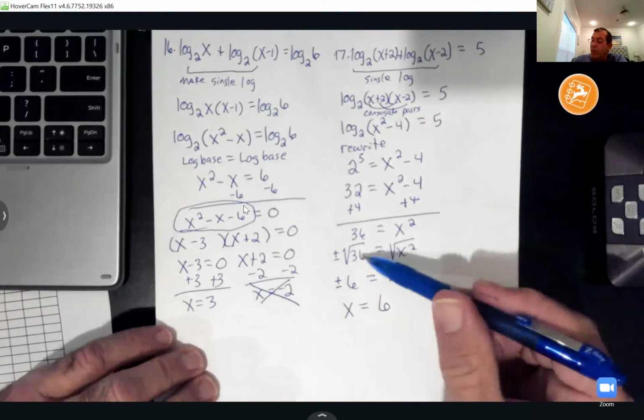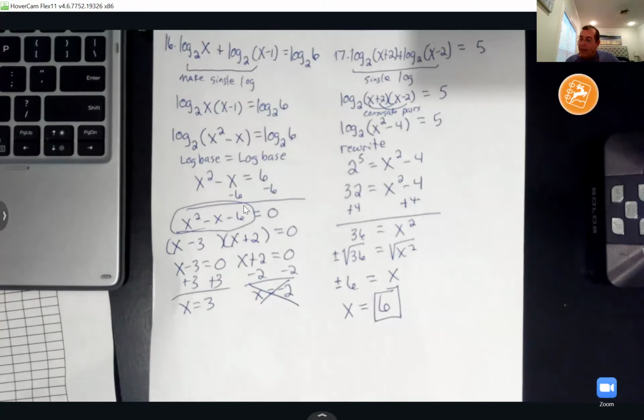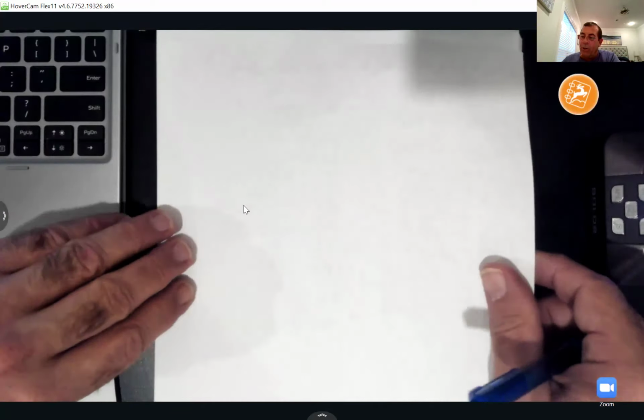So y'all, guess what? That was 9.6, solving equations. Now, for the support, I'm going to do one or two. I'm going to do one to show you.